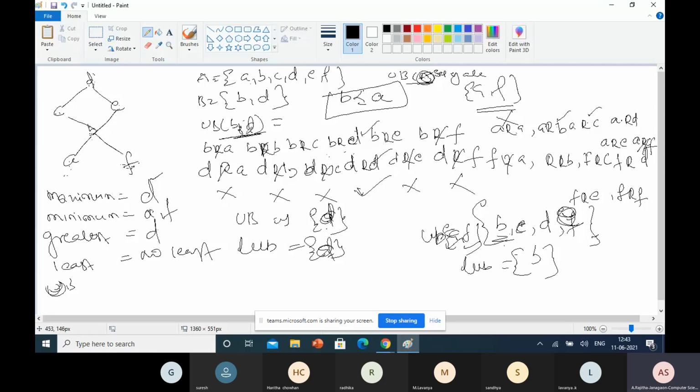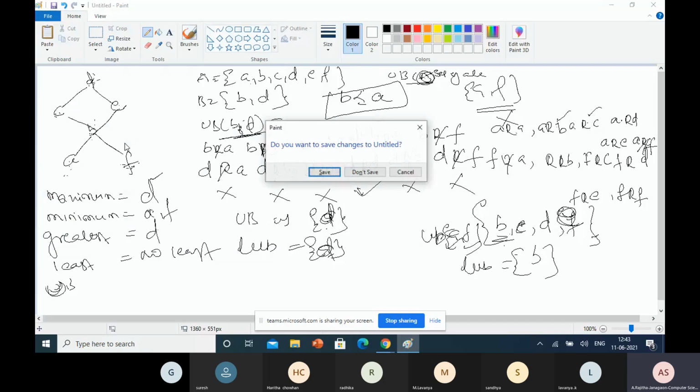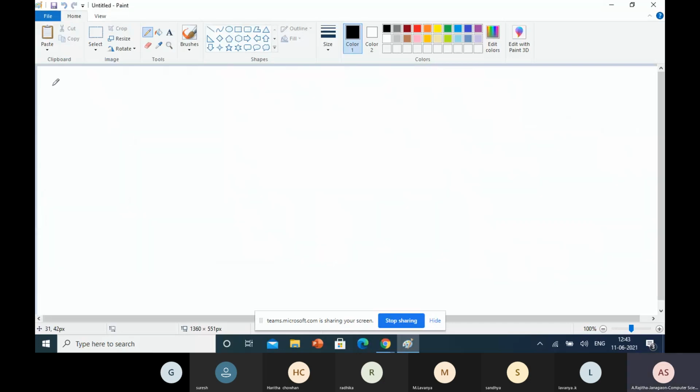Here for B and D, what is the upper bound? D only. And the LUB is also D. For C and E, what is the upper bound? D. So automatically D only is the LUB. Okay, so this is for the upper bound. So then next, find the GLB for the same diagram, like A, F, B, C, D, E.